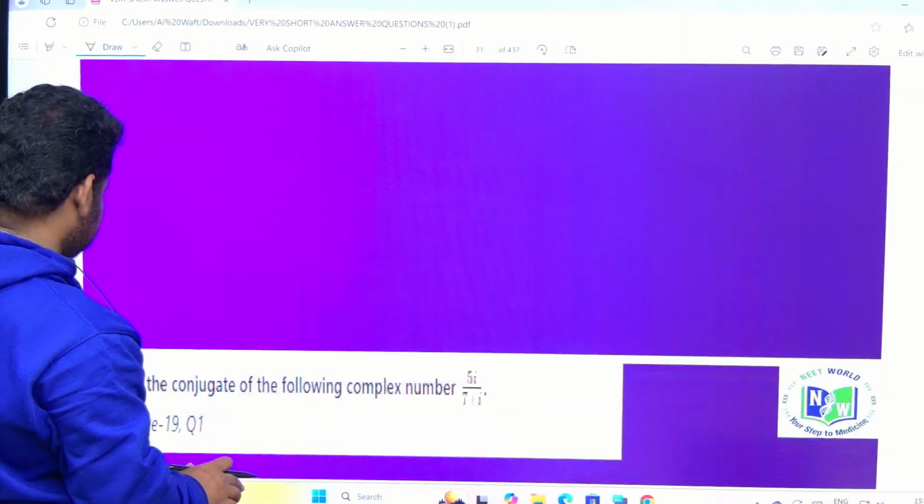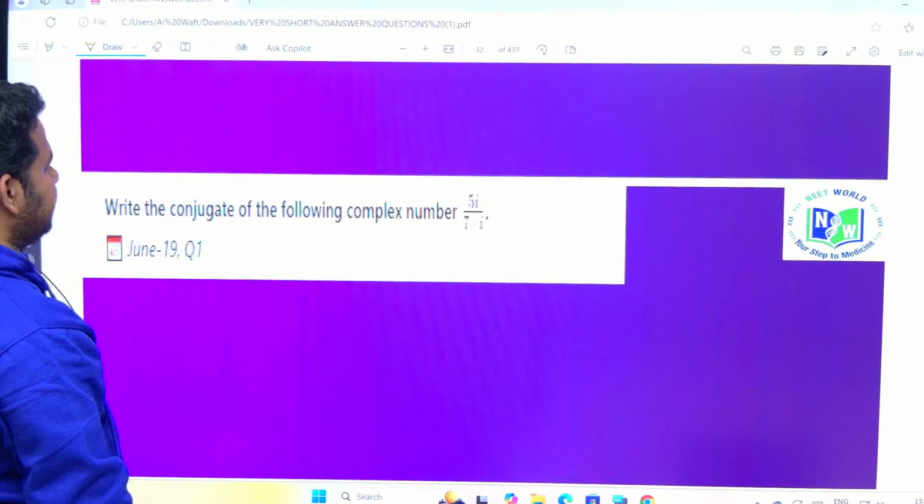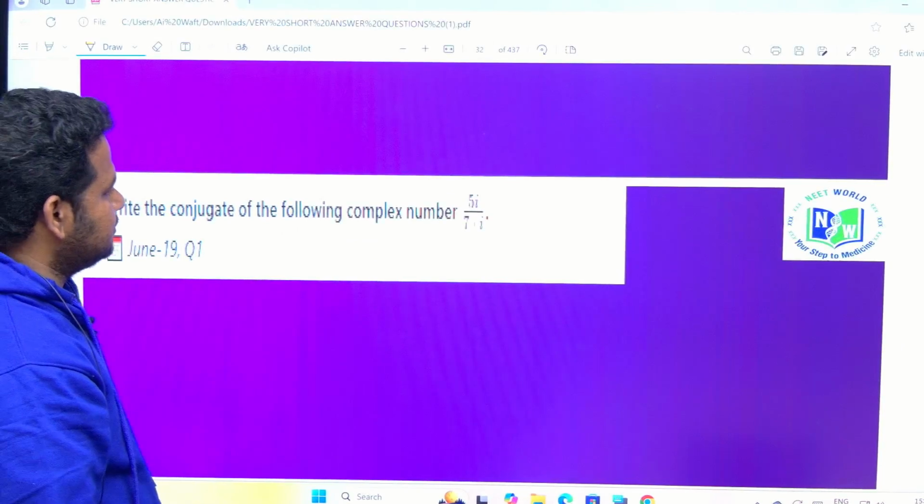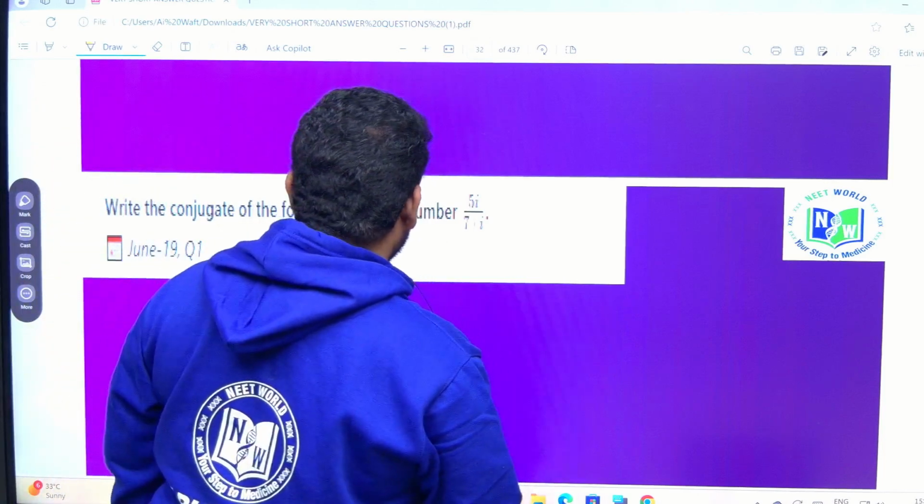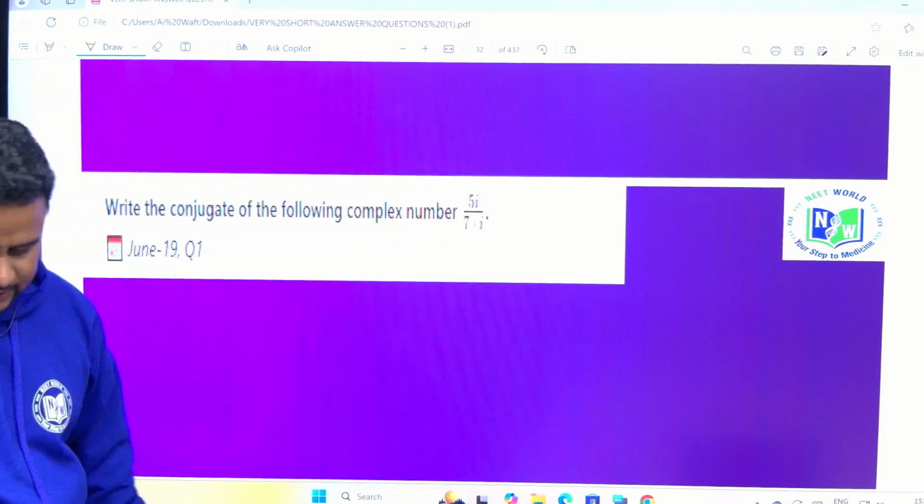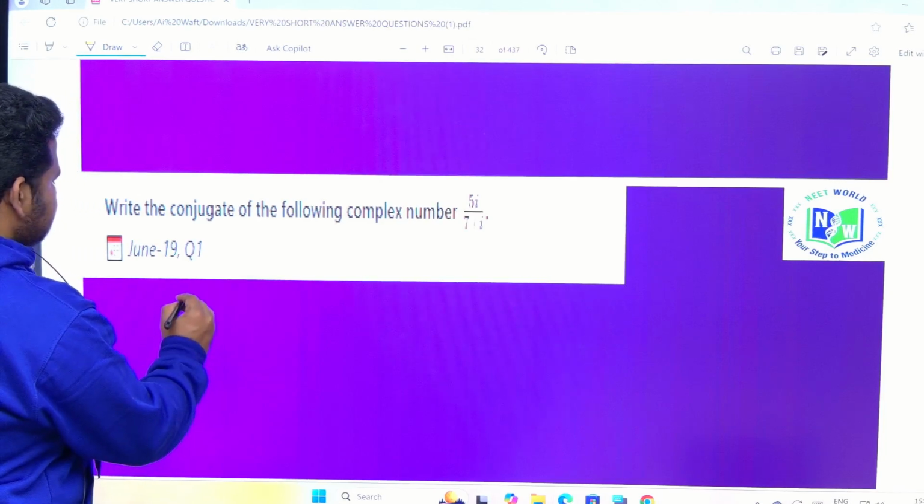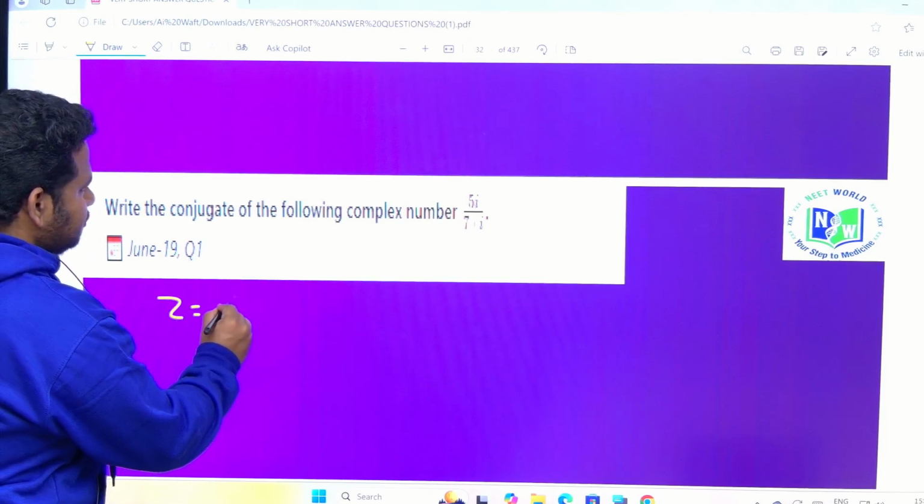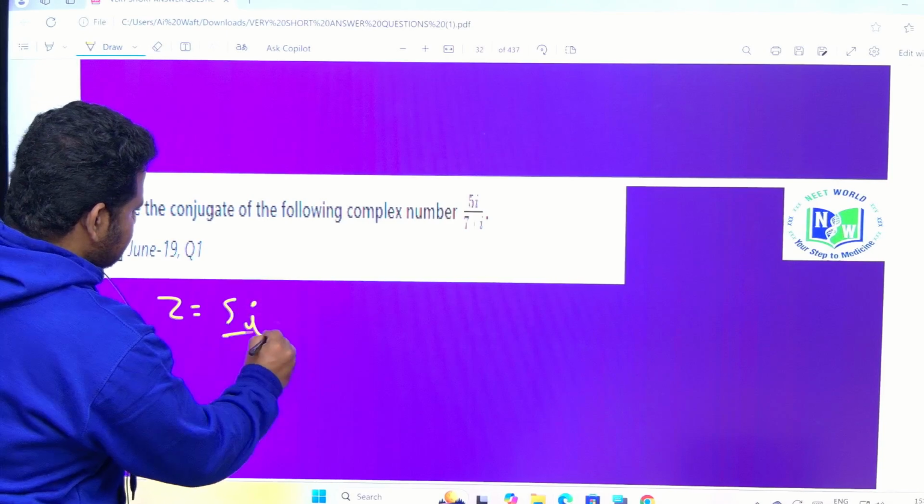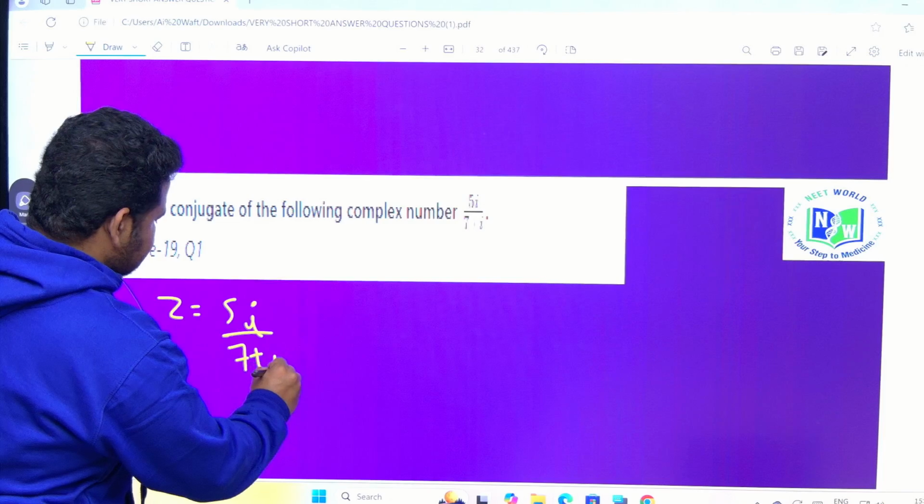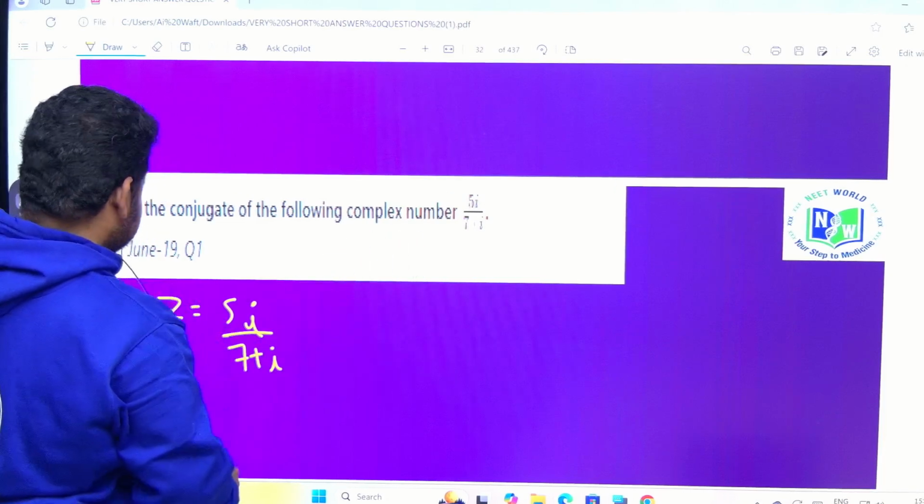Let's move forward. Write the conjugate of the following complex number. I'll write the question correctly, here it is not visible clearly. So they have given the question, Z is equal to 5i divided by 7 plus i. This is the question.